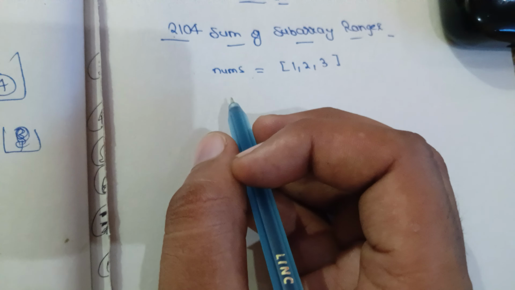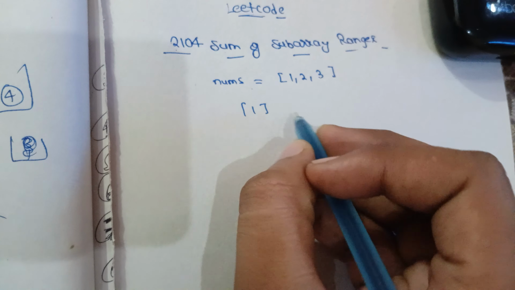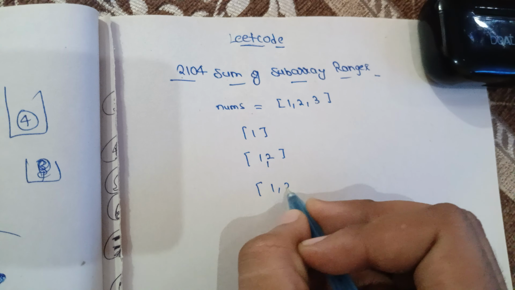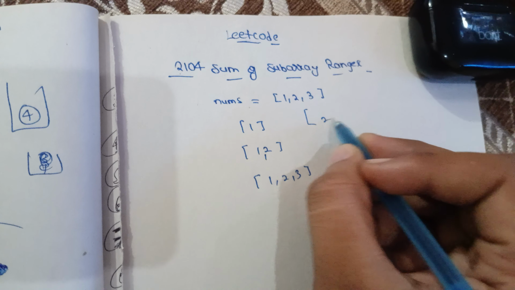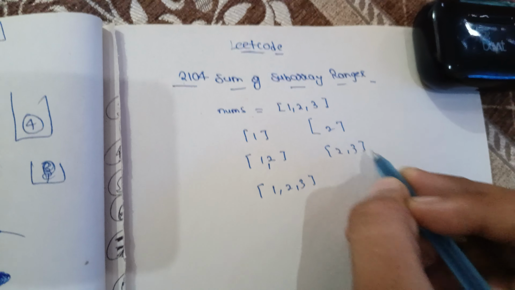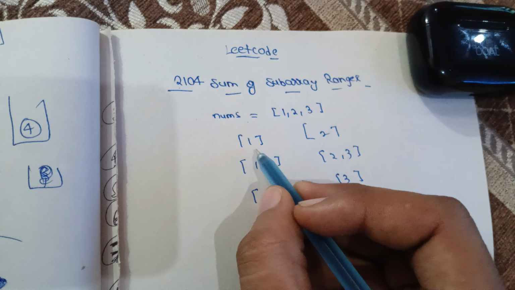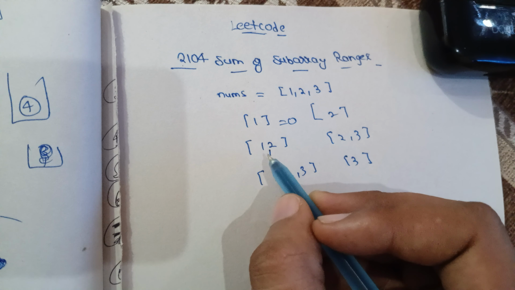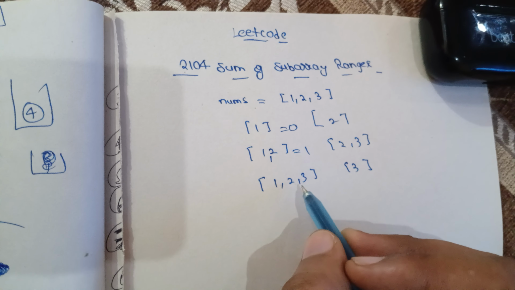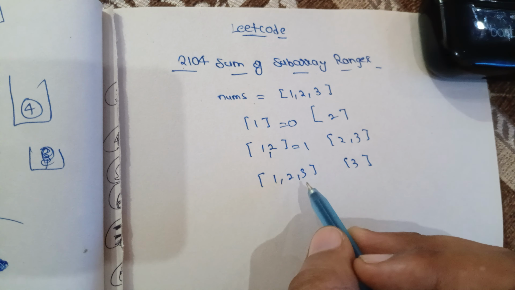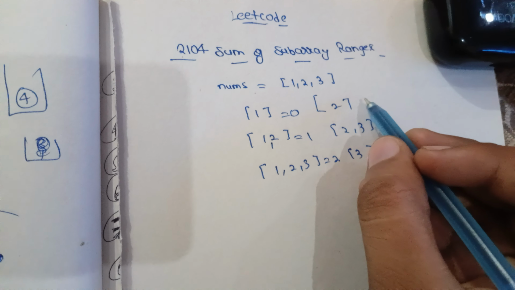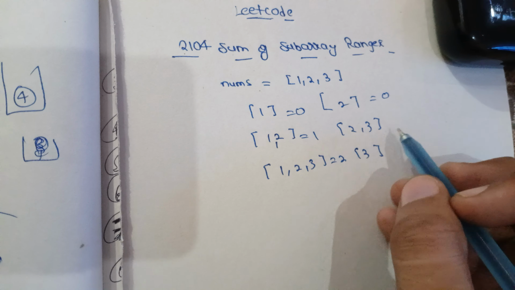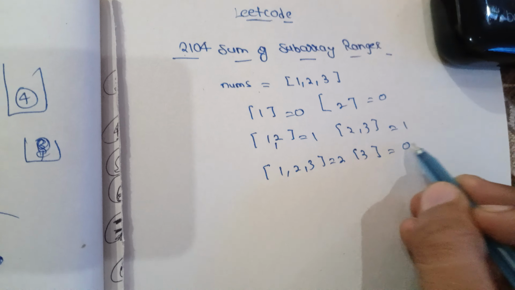Just like the subarrays are 1, 1 2, 1 2 3, 2, 2 3, and 3. Here maximum and minimum both are the same, so range is 0. Here maximum is 2 and minimum is 1, so range is 1. Maximum is 3 and minimum is 1, so range is 3 minus 1, which is equal to 2. Here maximum and minimum both are the same, so range is 0. Here maximum is 3 and minimum is 2, so range is 1, and here also 0.